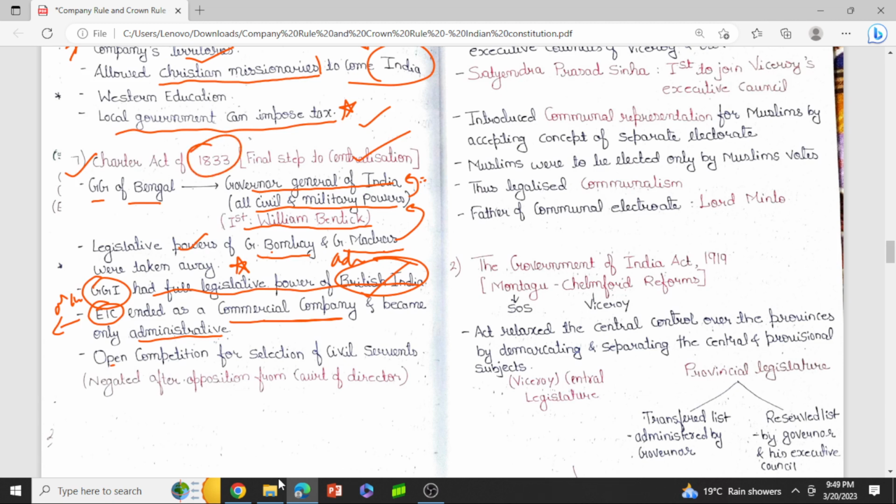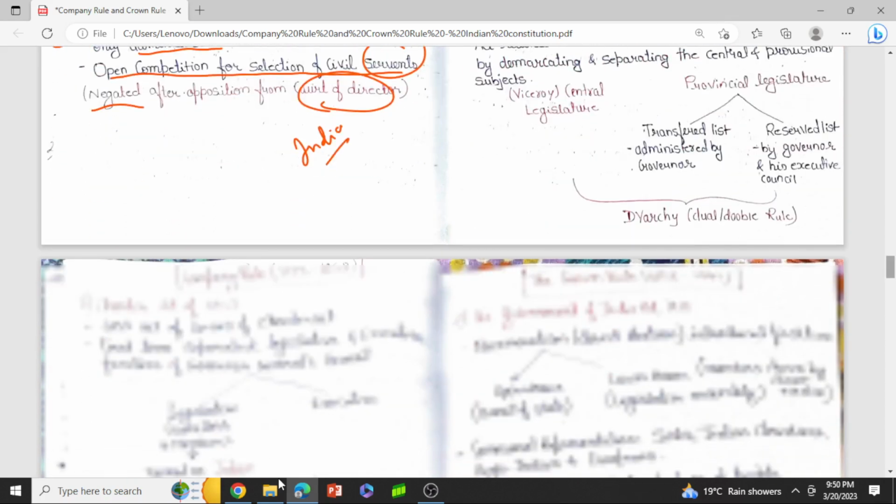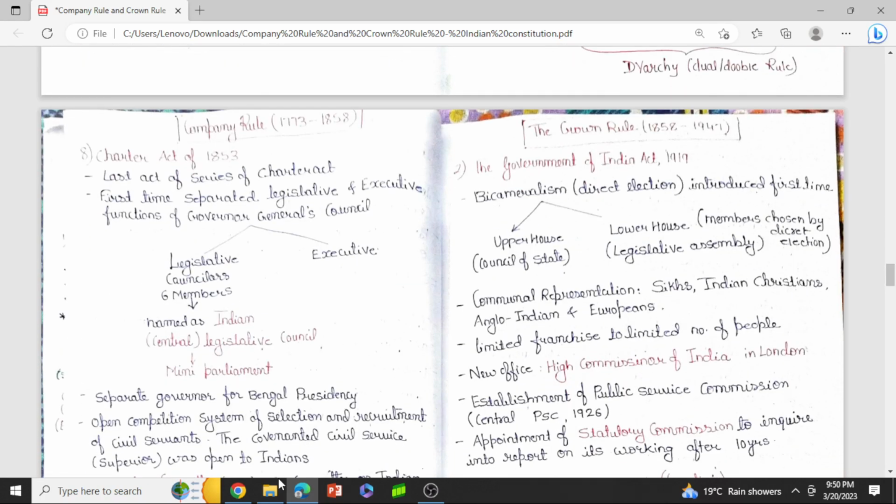1833 was the year when open competition for selection of civil servants, basically for Indians, was opened, but this was later negated due to opposition of the Court of Directors, that no, we don't want any Indians to be part of the offices. Then came Charter Act of 1853. This was the last act in the series.